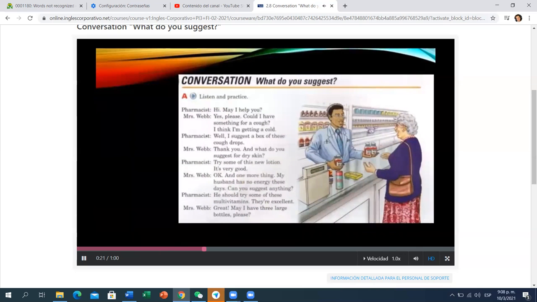Hi, may I help you? Yes, please. Could I have something for a cough? I think I'm getting a cold. Well, I suggest a box of these cough drops. Thank you. And what do you suggest for dry skin? Try some of this new lotion. It's very good. Okay. And one more thing. My husband has no energy these days. Can you suggest anything? He should try some of these multivitamins. They're excellent. Great. May I have 3 large bottles, please?